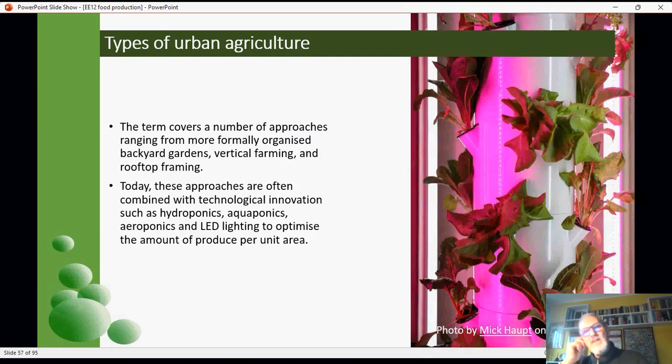Okay, so what type of urban agriculture do you have? Well, now there's one type which I haven't mentioned in here, but I will mention it by talking about it, but I'll come to that in a minute. But what are we talking about?